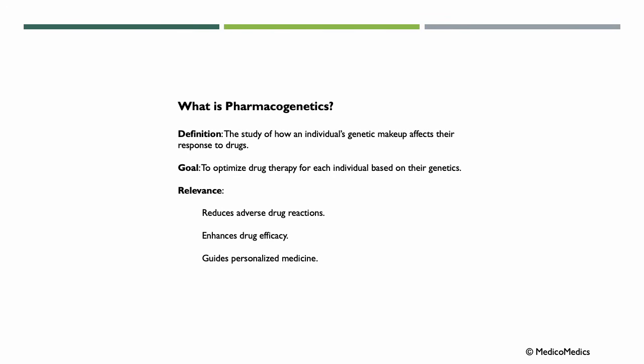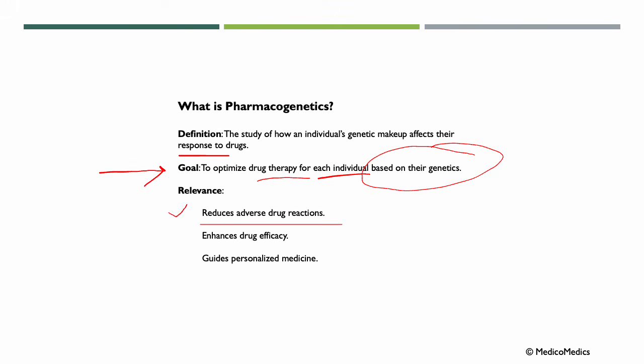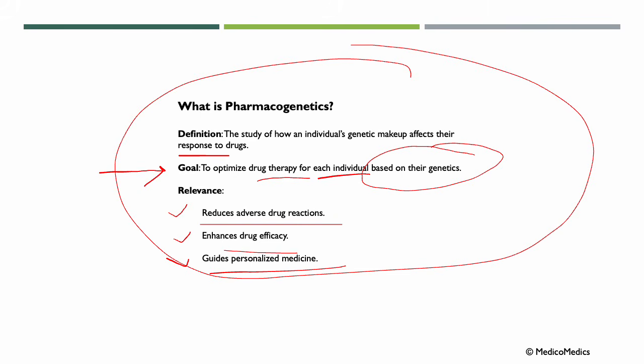Now, pharmacogenetics is the study of how an individual's genetic makeup affects their response to drugs. And the goal is to optimize drug therapy for each individual based on their genetics. Relevance: to reduce adverse drug reactions, to enhance drug efficacy, and to guide personalized medicine. So pharmacogenetics studies how your DNA affects the way medicines work in your body, like customizing a treatment plan just for you.